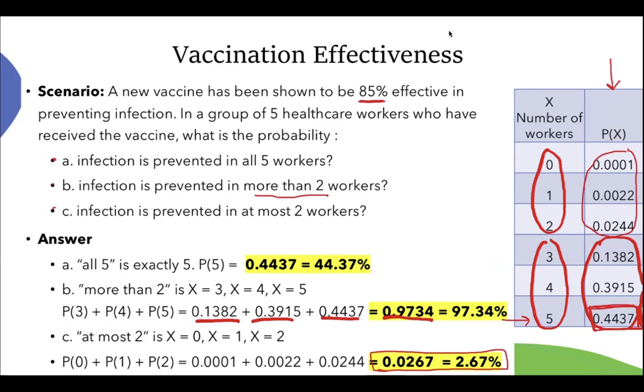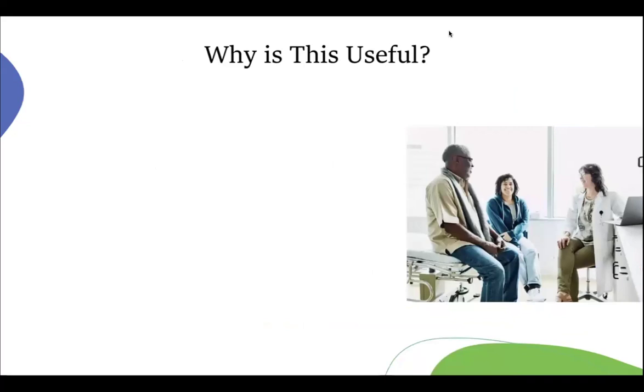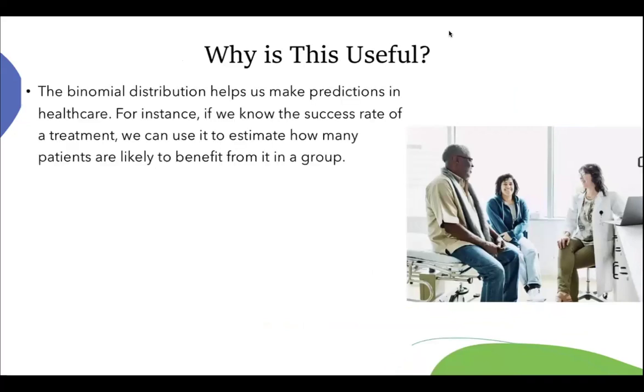And you'll have some homework questions like that. Let's look at why this is useful, a bigger picture of why we do this stuff in the first place. Using the binomial distribution helps us make predictions in healthcare. For instance, if we know the success rate of a treatment, we can use it to estimate how many patients are likely to benefit from it in a group.